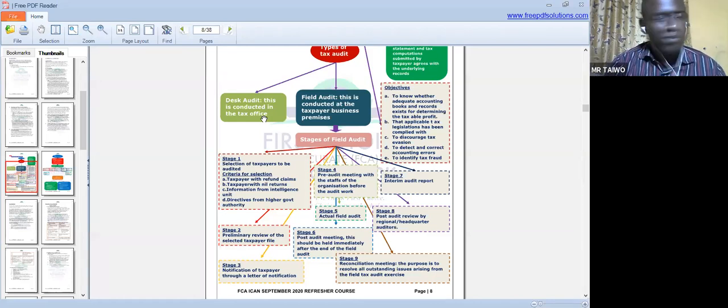What are the steps? But before we go into the steps of tax audit, let's look at why the tax authority is carrying out the tax audit.